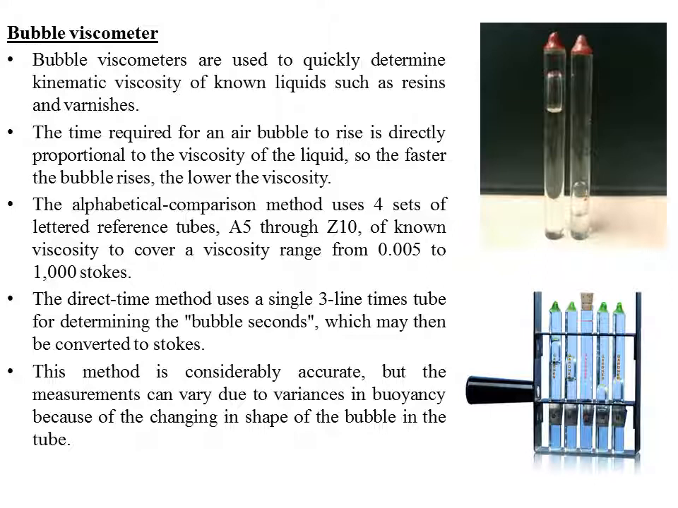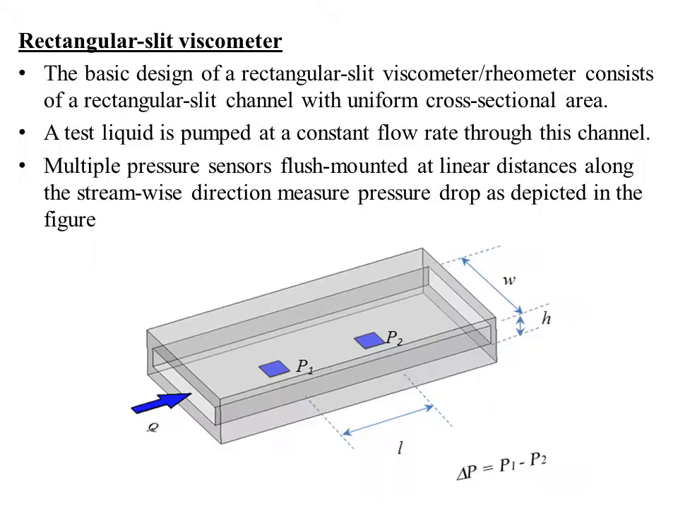This method is considerably accurate, but the measurements can vary due to the variances in buoyancy because of the change in shape of the bubble in the tube. So inside the tube, when you are adding the liquid, there may be changes in the shape of the bubble, and so also there will be a difference in the viscosity measurement.